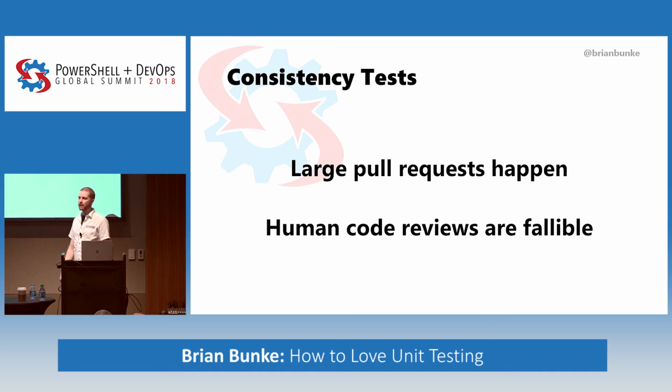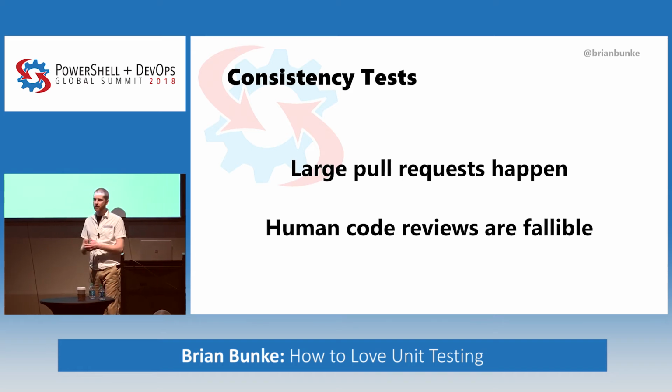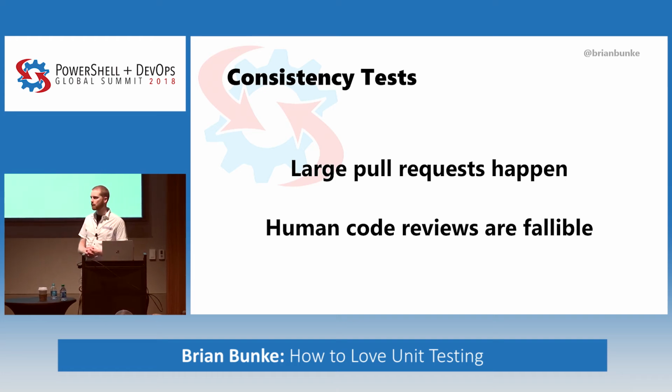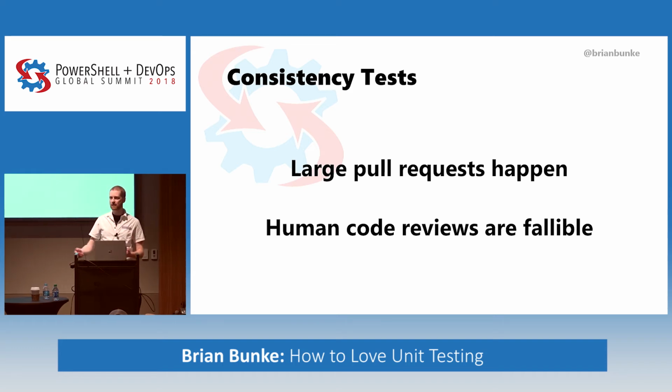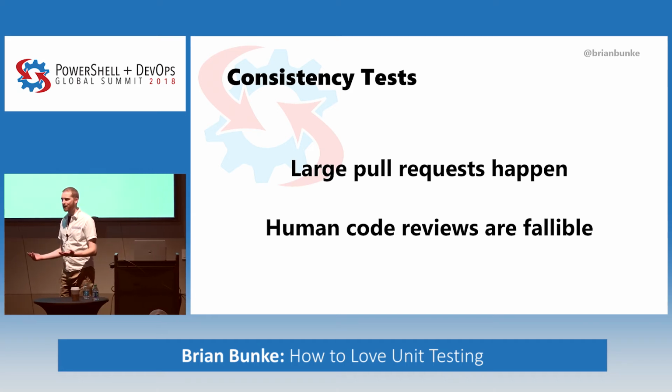Large pull requests happen, and human code reviews are fallible. If you have a small product, you might think, okay, I'll just review every pull request, and it'll be fine. I'm a smart person, I can catch everything. As pull requests increase, you won't give 100% to every single code review.